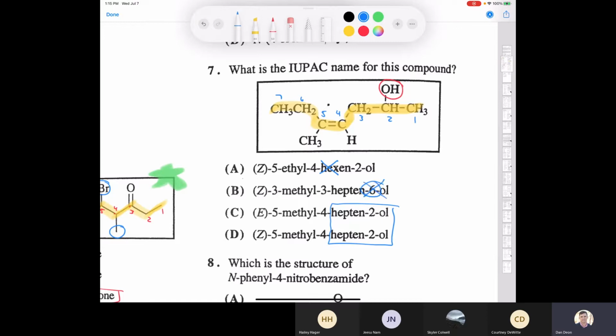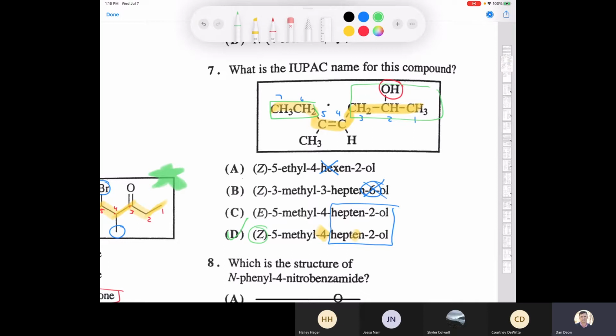So now it comes down to C and D. Well, is this an E or a Z compound? You can see that the ethyl group is going to take precedence, and this group is going to take precedence, and they're on the same side of the double bond. So this is a Z compound. And this locant here, I just want to point out that this 4-heptene, the 4 here represents where the double bond starts, that it starts on carbon number 4. And so D is the correct answer here. So this is Z-5-methyl-4-hepten-2-ol.